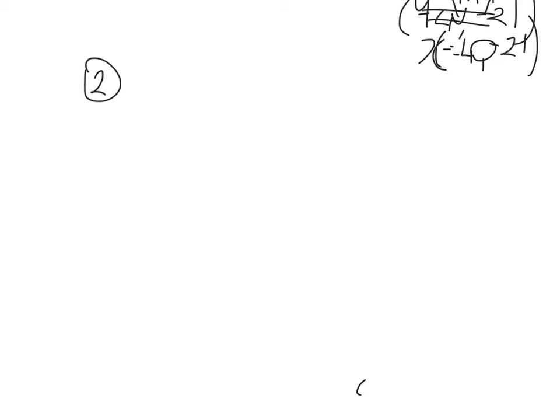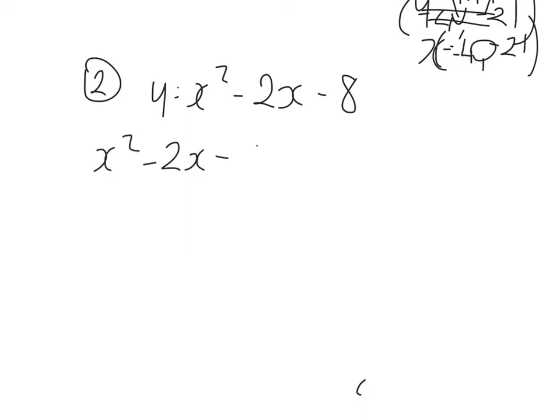Question 2. We're going to factorise y equals x squared minus 2x minus 8. We're going to mark the turning point and find the roots as well. So essentially we're solving the equation to find the roots and then to find the turning point by factorisation. So I'm going to make the equation equal to 0. And two numbers that multiply together to give minus 8 add together to give minus 2. So that's going to be x minus 4, x plus 2.